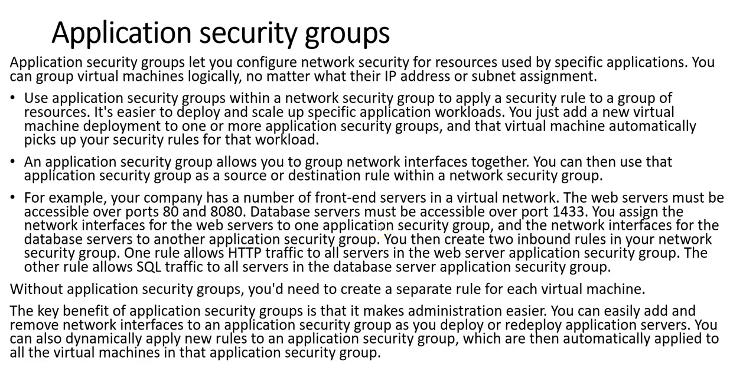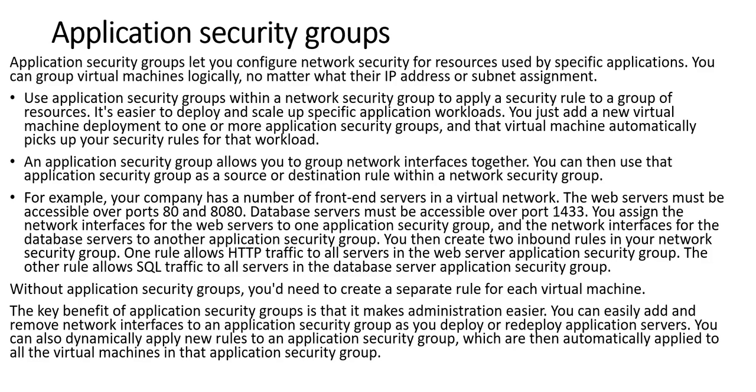Application security groups. Application security groups let you configure network security for resources used by specific applications. We can group virtual machines logically, no matter what their IP address or subnet assignment. We use application security groups within a network security group to apply a security rule to a group of resources. It is easier to deploy and scale. We can just add a virtual machine deployment to one or more application security groups, and the virtual machine automatically picks up the security rules for that workload.